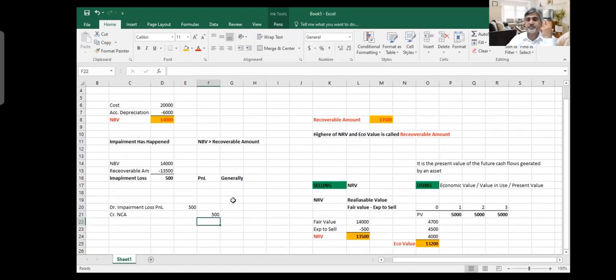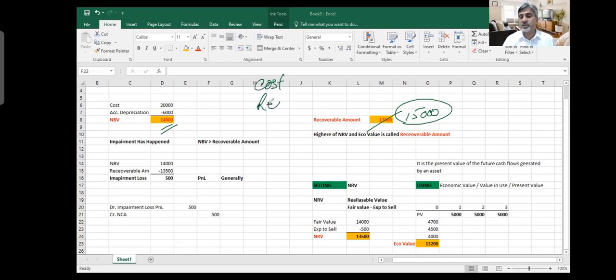It is possible, by the way, let's suppose that your recoverable amount is not 13,500. Your recoverable amount comes out to be 15,000, which means that asset in your books is 14,000, and you can recover from the asset 15,000. So that's a good thing. What should you do now? If you are following the cost model, you don't do anything, because you remember you have two options, cost model or revaluation model. If you are following the cost model, do nothing. Continue to show it at 14,000. Forget about this thing. Ignore it.